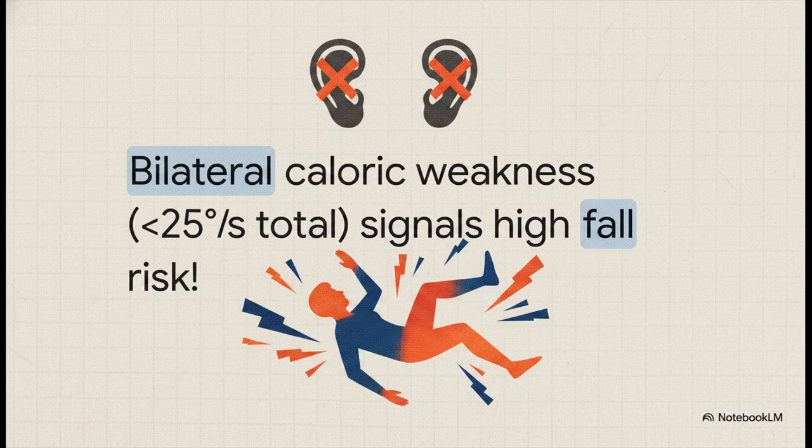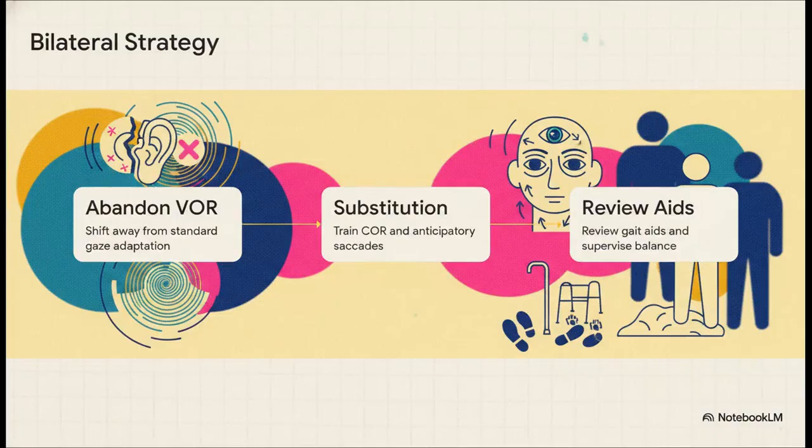And let me tell you, this is a total rehabilitation game changer. Bilateral weakness demands an immediate, sharp shift in our clinical approach because their fall risk is skyrocketing. If you miss this and treat them like a standard unilateral patient, you could literally be putting them in harm's way. You've got to pivot your plan, and here are the exact steps.